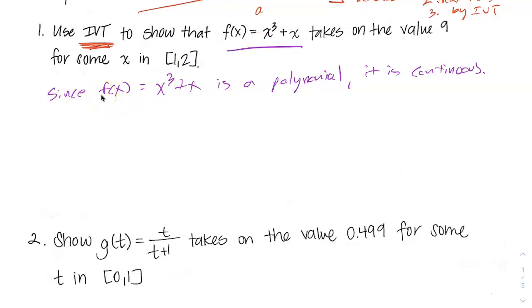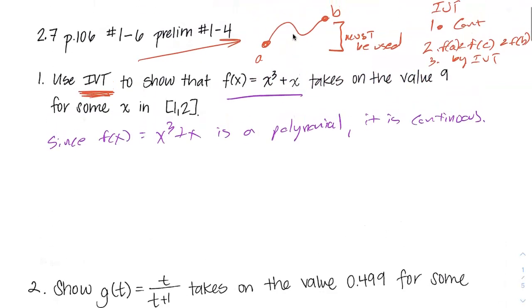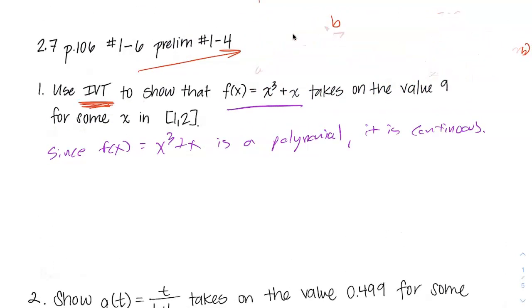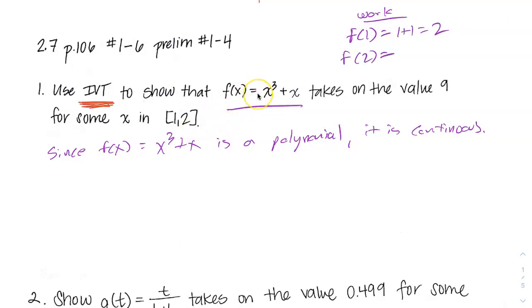We showed it's continuous. Next, we want to show that 9 does fall in between these two. But to do that, we've got to do a little off work here. So let's erase some of this because we have that down. Let's plug in these endpoints and see what happens. Here's f of 1: if I plug 1 in, I get 1 cubed plus 1, so 1 plus 1 is 2. Let's plug f of 2 in here. I get 2 cubed plus 2, so 8 plus 2, so 10. Doesn't 9 fall between those two? So it is. So it is going to be true. 9 is going to be between these two values.